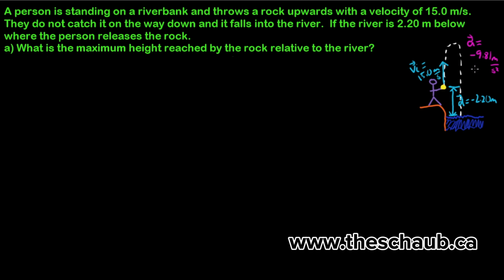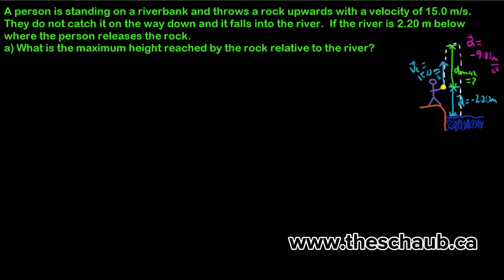Now, specifically in part A, we're asked what is the maximum height reached by the rock relative to the river? Well, we're going to find the maximum height reached relative to the hand and then add this displacement to that relative to the river. So the max is equal to question mark.